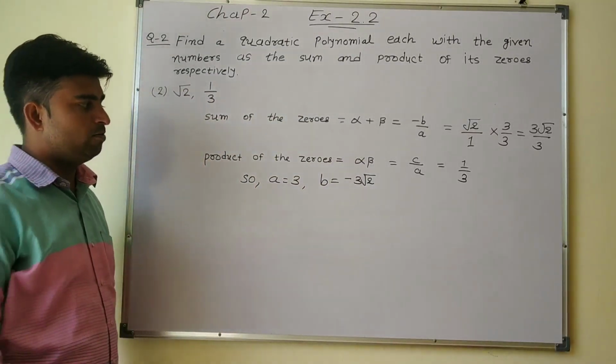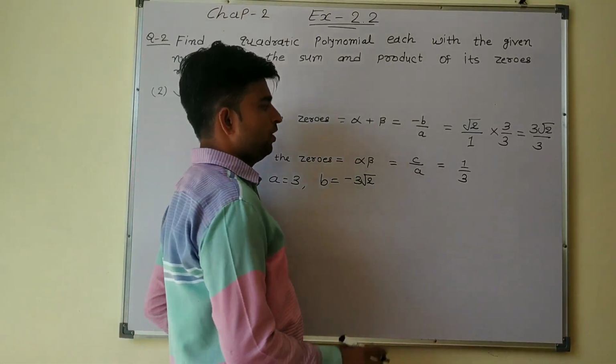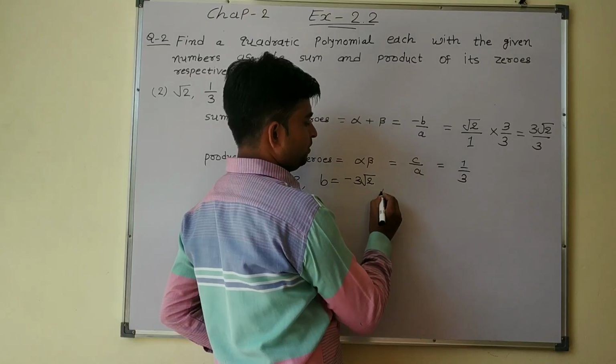Therefore B is equal to minus 3 root 2. Now C is equal to 1.